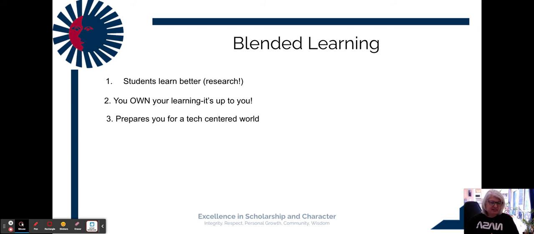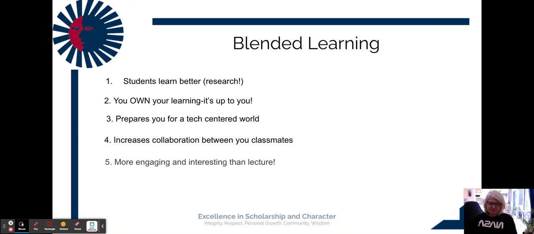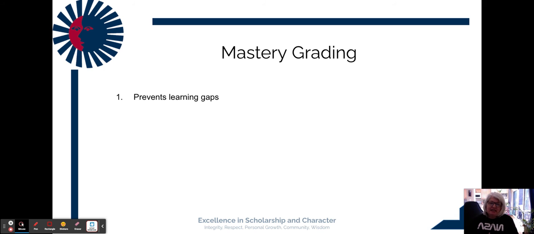It prepares you for that tech center world that you're going to live in. It increases collaboration, so you guys are going to be working together on a lot of stuff. So group work, group work, group work. I love group work. It's also more interesting. Videos are fun. I like making videos. And sometimes you'll see my cats walking through here, or my sons, or who knows, you might see a guest speaker pop in.